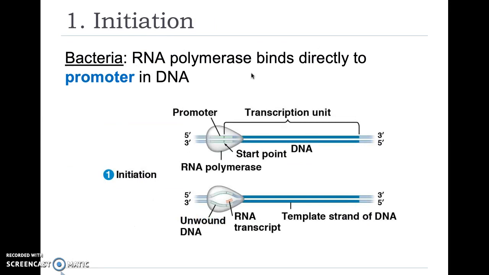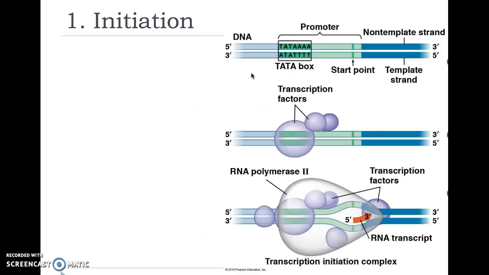There are going to be 3 main steps for transcription. The first step is initiation, and in prokaryotic cells, RNA polymerase binds directly to the promoter, the piece of DNA that is going to start transcription. In eukaryotic cells, initiation is a little bit more complex.